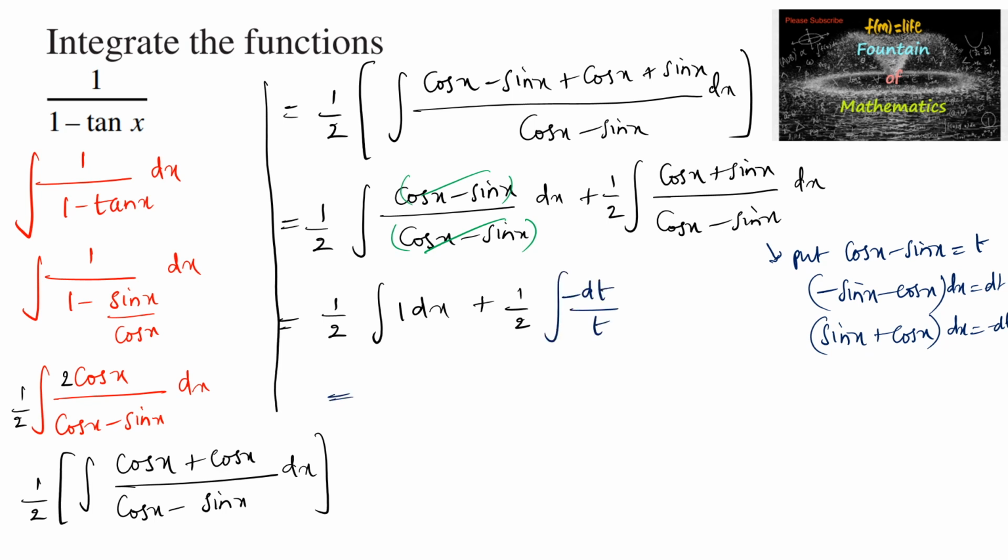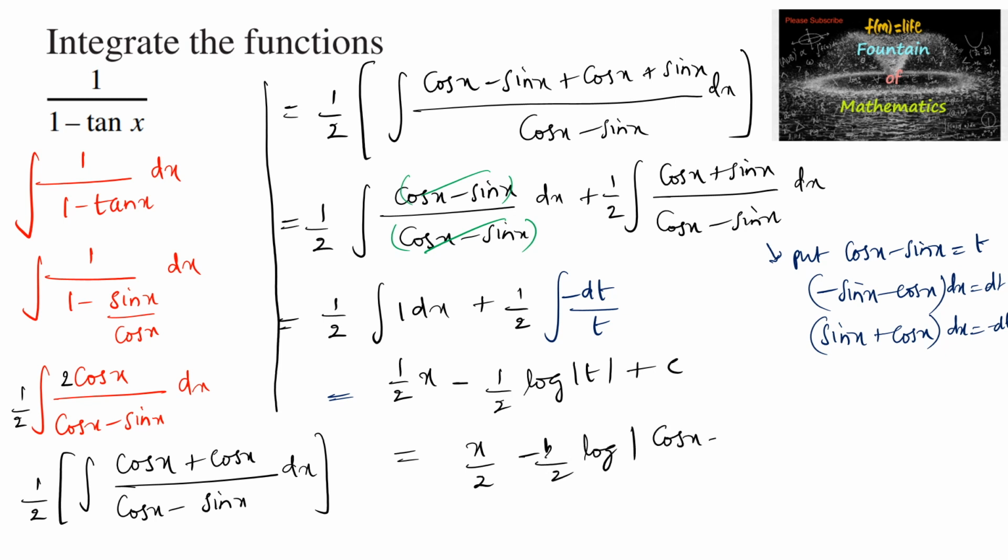Which on simplifying you'll be getting 1 by 2 integration of 1 dx is x, and here it is minus 1 by 2 log t plus integral constant c. So that is x by 2 minus 1 by 2 log mod of cos x minus sin x plus integral constant c is the answer. So we can write x upon 2 minus 1 upon 2 log of cos x minus sin x plus c will be the answer. Okay.